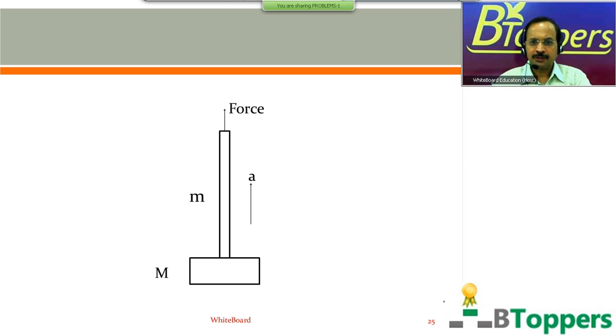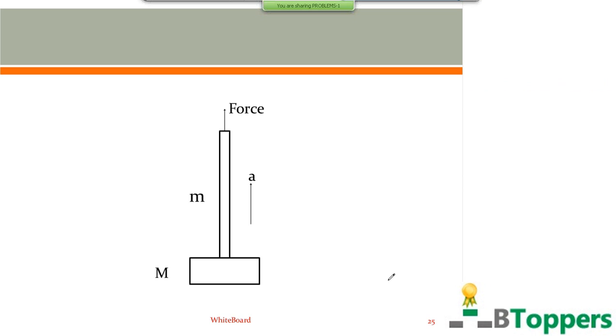So here, look at the solution. In this case, the rope pulls the block vertically upwards. The rope exerts a force on the block vertically upwards. So we can say that rope exerts a force on the block in the vertically upward direction.